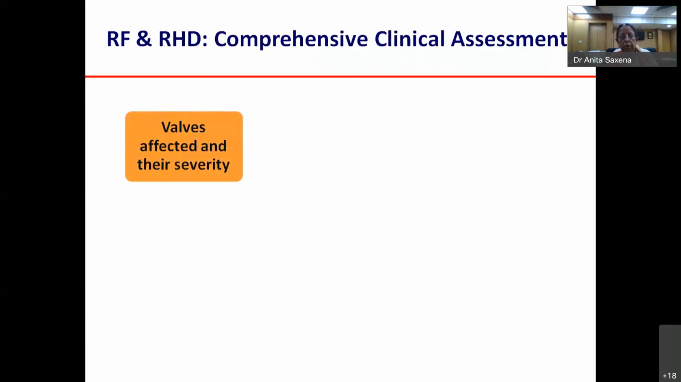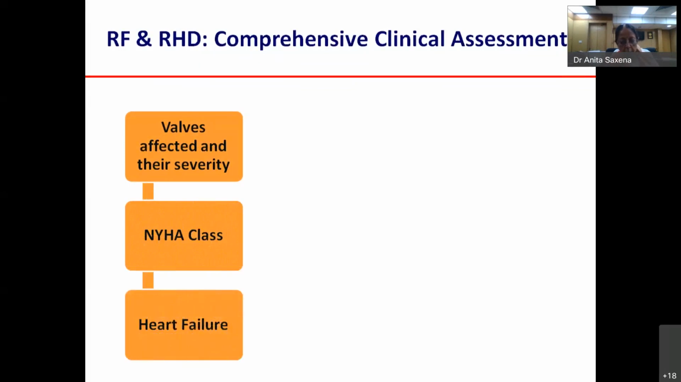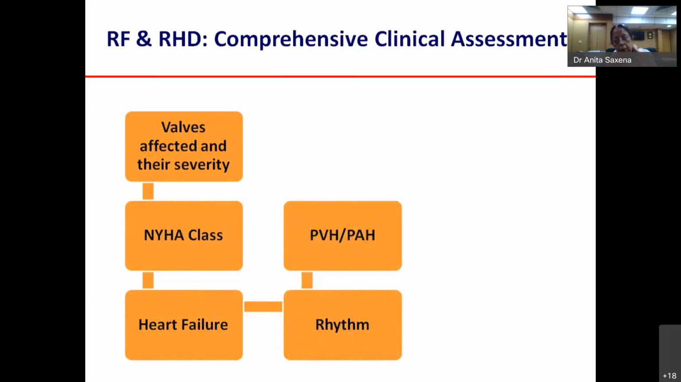So a comprehensive assessment of a case of rheumatic fever, rheumatic heart disease would include valves affected. Mostly, as I said, it will be mitral and sometimes mitral and aortic. Isolated aortic involvement is relatively uncommon. What is the severity of those valve lesions? What is the NYHA class of the patient? Whether the patient is in heart failure or not? Is he or she in sinus rhythm or is there atrial fibrillation? What is the degree of pulmonary venous hypertension, which we often diagnose by the symptoms of the patient? If patient is class 3 or 4, then we know it has to be severe pulmonary venous hypertension.